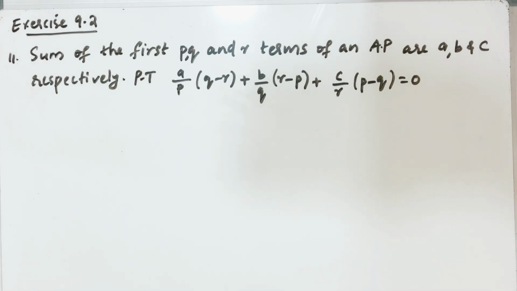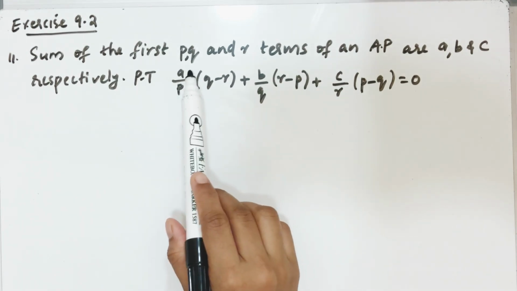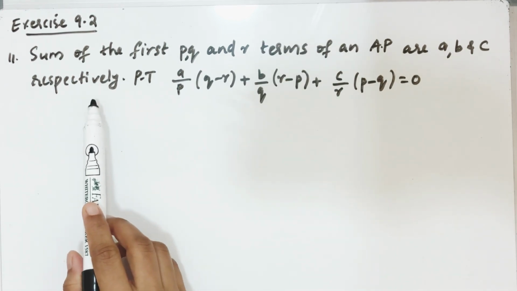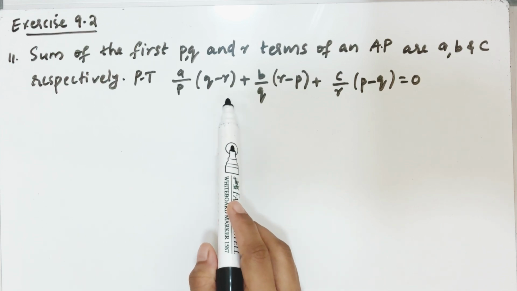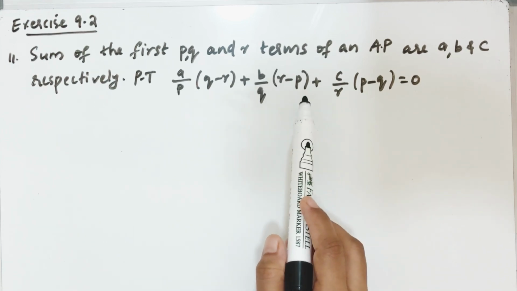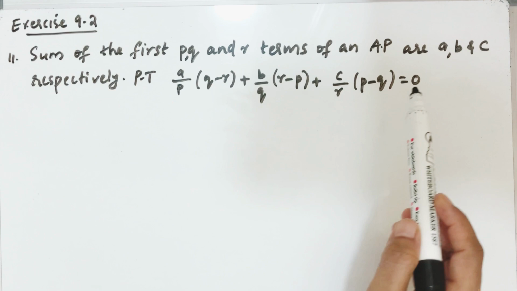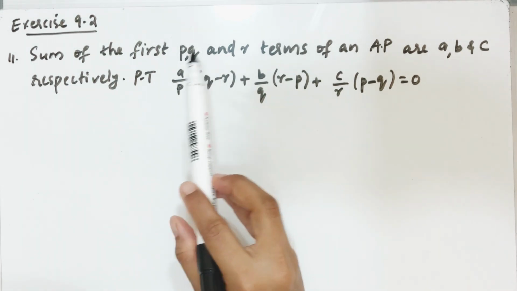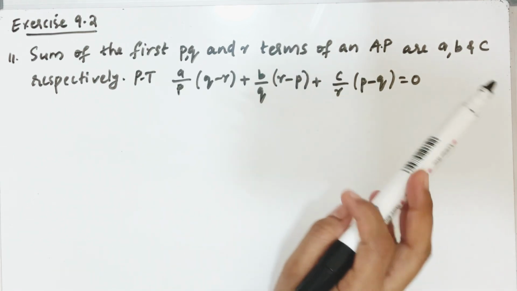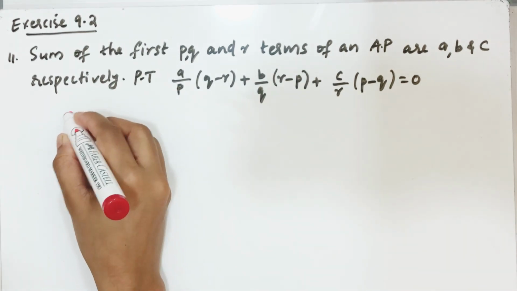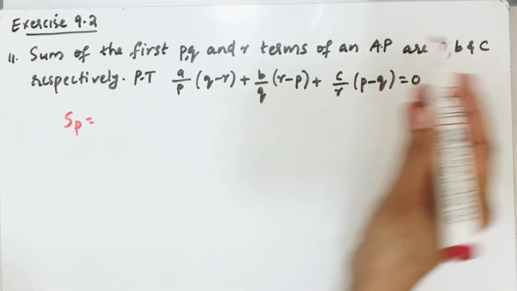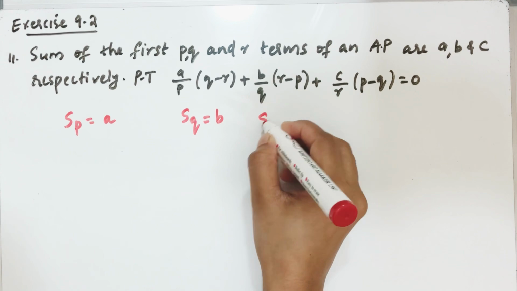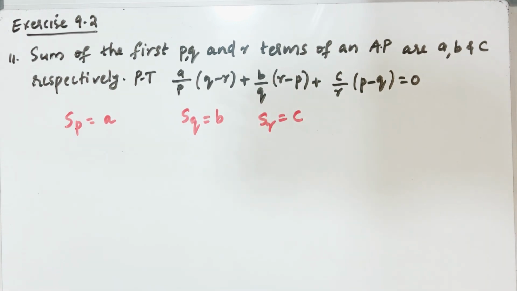So 11th question. Sum of the first P, Q and R terms of an AP are A, B and C respectively. Prove that A by P into Q minus R plus B by Q into R minus P plus C by R into P minus Q is equal to 0. Here the sums of the first P terms, Q terms and R terms are given. That is SP is equal to A, SQ is equal to B and SR is equal to C.